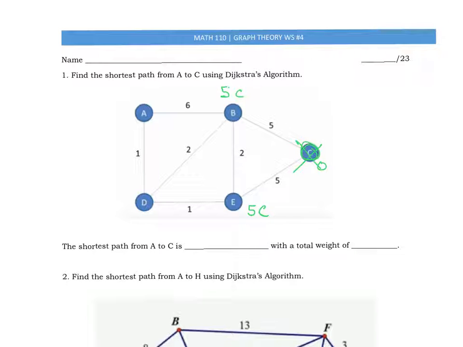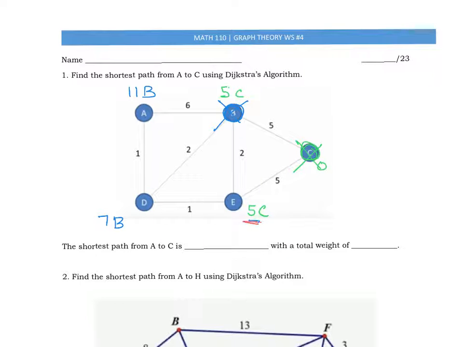Okay, and the other two, it really doesn't matter which one we do. They're both the same. So I'm going to go ahead and mark B as current. So 5 plus 6 is 11. I came from B. 5 plus 2 is 7. I came from B. And 5 plus 2 over here is greater than that 5. So I'm not going to replace the 5 because the other 5 here is actually less. I mark B as visited.